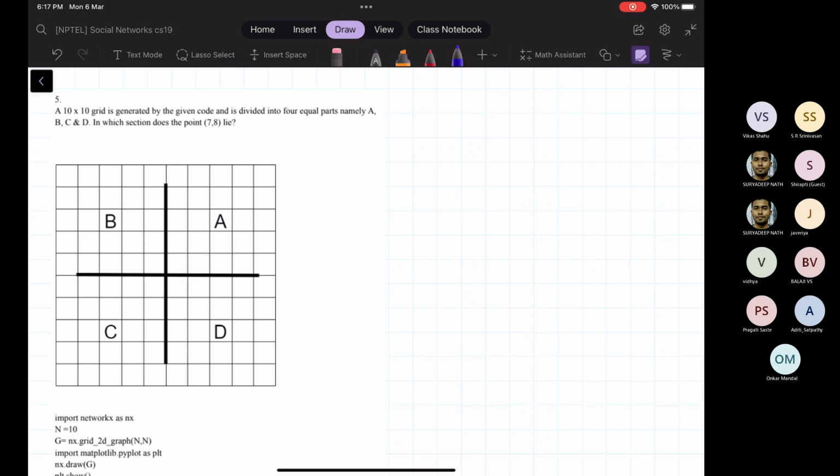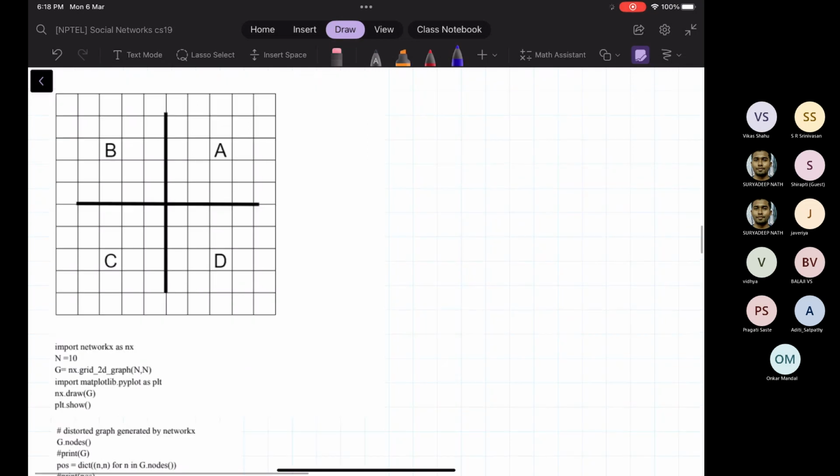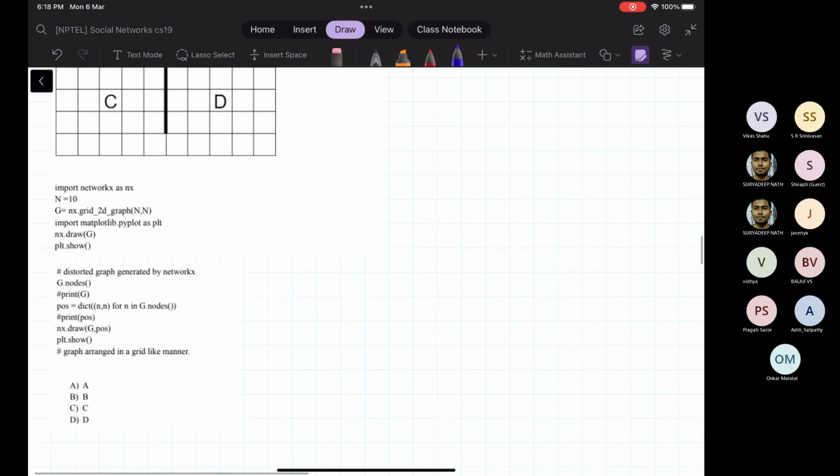So question 5 is given in a 10 cross 10 grid generated by a given code. It's divided into 4 equal parts, namely A, B, C, D. They are asking in which section the point 7, 8 will lie. So let us look at the code snippet. You have n equal to 10, then you create this grid, nx dot grid 2D graph in n by n, and you draw the graph and show the graph.